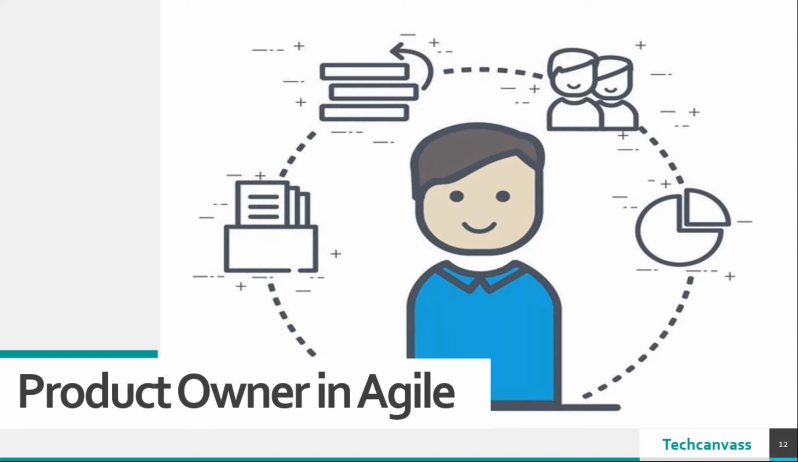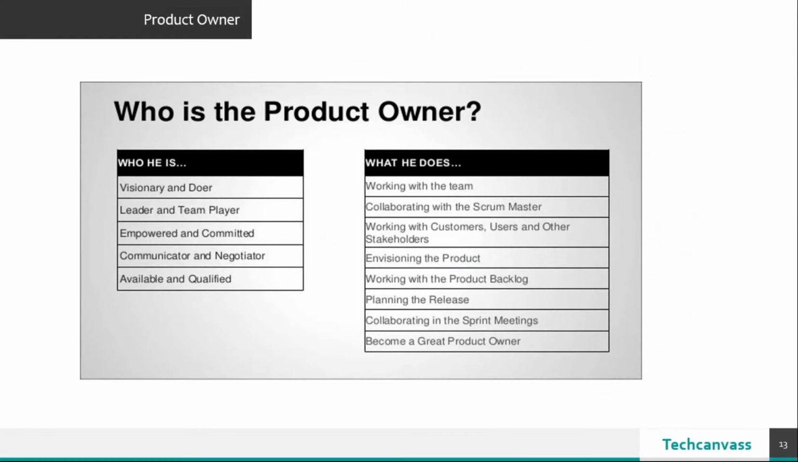So far we have covered the role of an agile business analyst in a nutshell. Now we will get into the product owner in Agile. So what exactly does a product owner do in the Agile sense? Who is basically a product owner? Many a time a product owner is associated with a customer or a stakeholder.